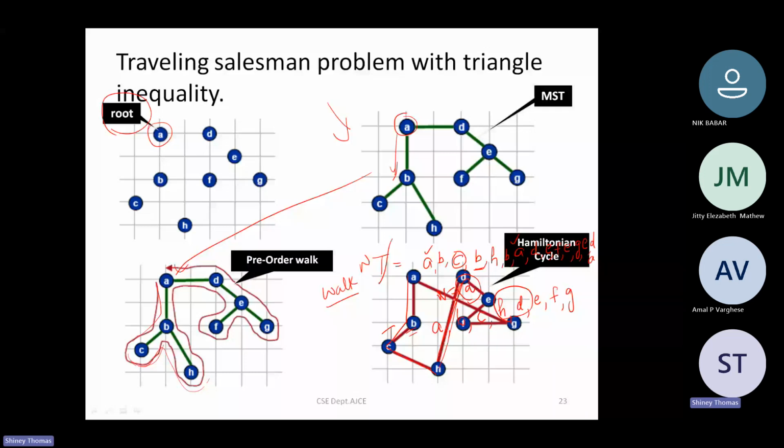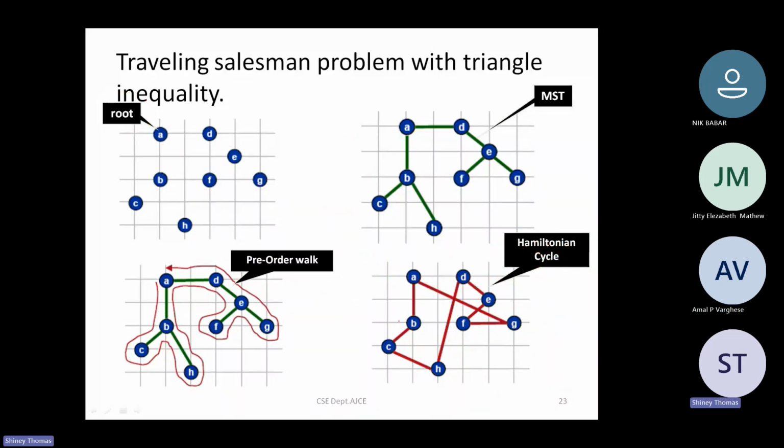Finally, you have to go back to A, because only then will it become a cycle, right? So you have to go back to A. So G, finally you go back to A. Is it okay? Yes, miss. Okay, so this is how you form a Hamiltonian cycle.